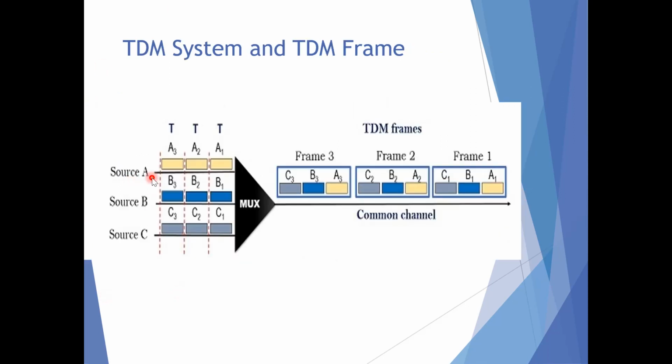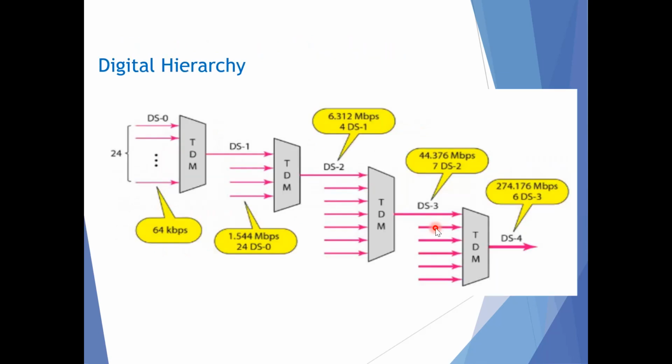So this is a very simple TDM system and TDM frames. As I told you, sources A, B and C are present over here. The A1 component or sample will be sent first and then B1 and then C1. It will complete one frame, similarly the second frame and third frame. So on the common channel, these TDM frames will be transmitted.